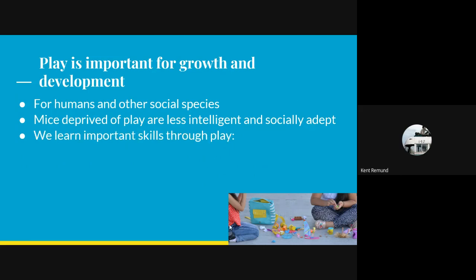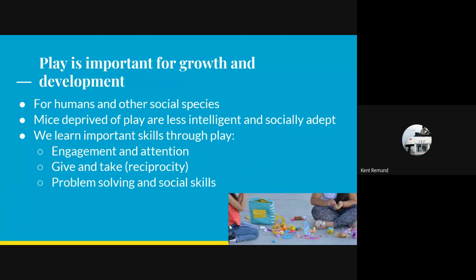We learn important skills through play. I'm going to mention a couple, and then we're going to see what other ideas you guys have. We learn about engagement with a task with others, about paying attention to things through play. We learn about that give and take of your turn, my turn. I say something, you say something, I do something, you do something back. That reciprocity is a really important part of everything we do as a social species. We learn problem solving and social skills. What else do we learn through play? You guys' turn. We learn social roles.